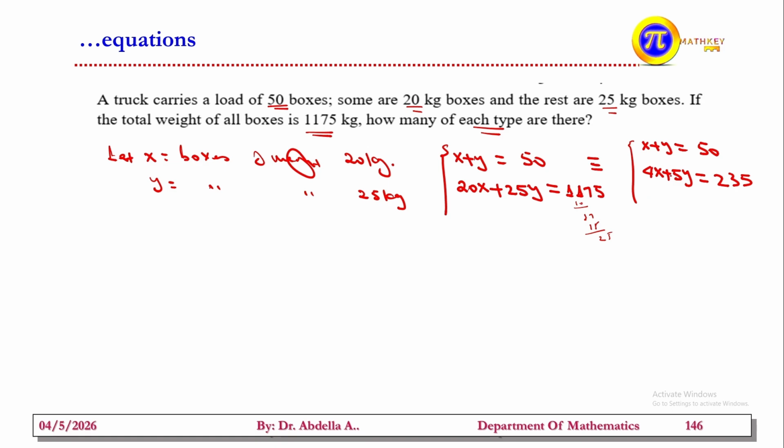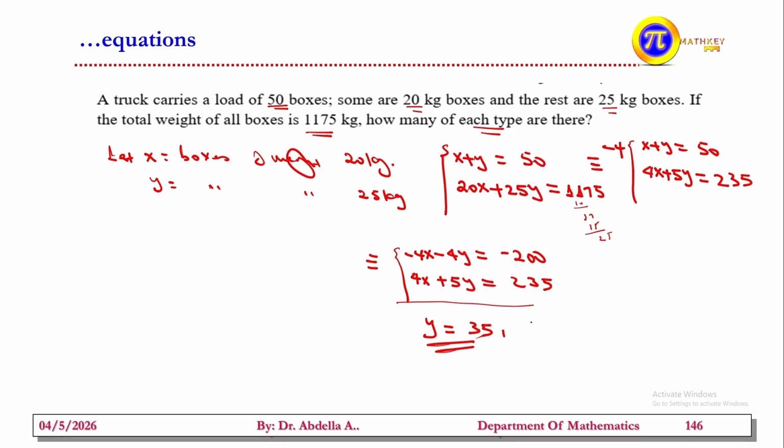Let's try to apply the cancellation method. Let's multiply this by -4. It becomes -4x minus 4y is equals to -200, and the second one is 4x plus 5y is equals to 235. Now we can take the sum of this since we want to cancel x's: -4x plus 4x that is 0, -4y plus 5y that is y is equals to 235 minus 200, this is equals to 35. Then x is equals to 50 minus y, which is equals 50 minus 35, is 15.